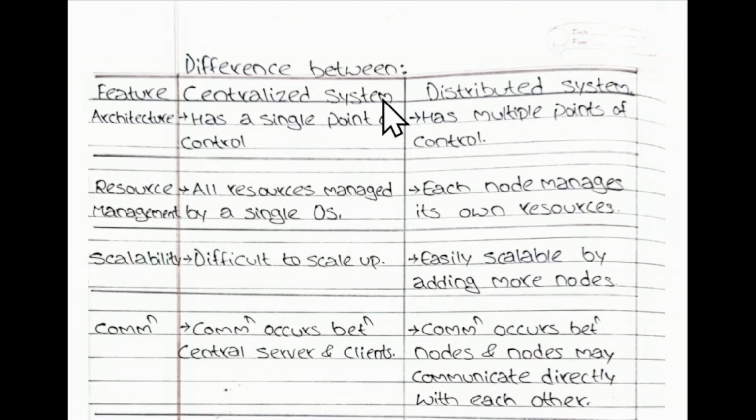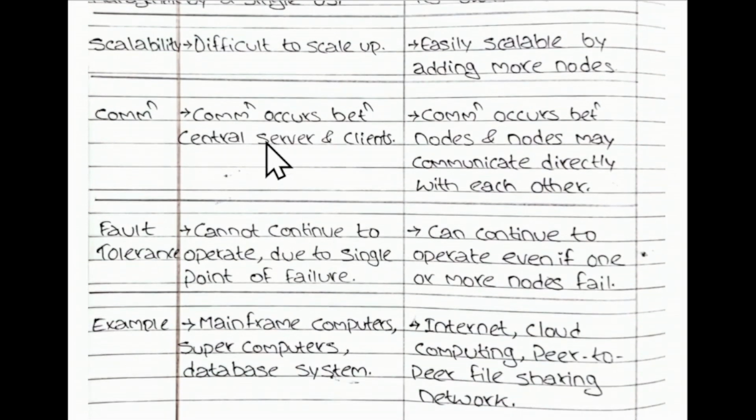Difference between centralized systems and distributed systems. The architecture of centralized systems has a single point of control. The distributed system has multiple points of control. Resource management. All resources are managed by a single operating system. Each node manages its own resources. Centralized systems are difficult to scale up; distributed systems are easily scalable by adding more nodes. Communication occurs between the central server and client. Communication occurs between nodes, and nodes may communicate directly with each other.